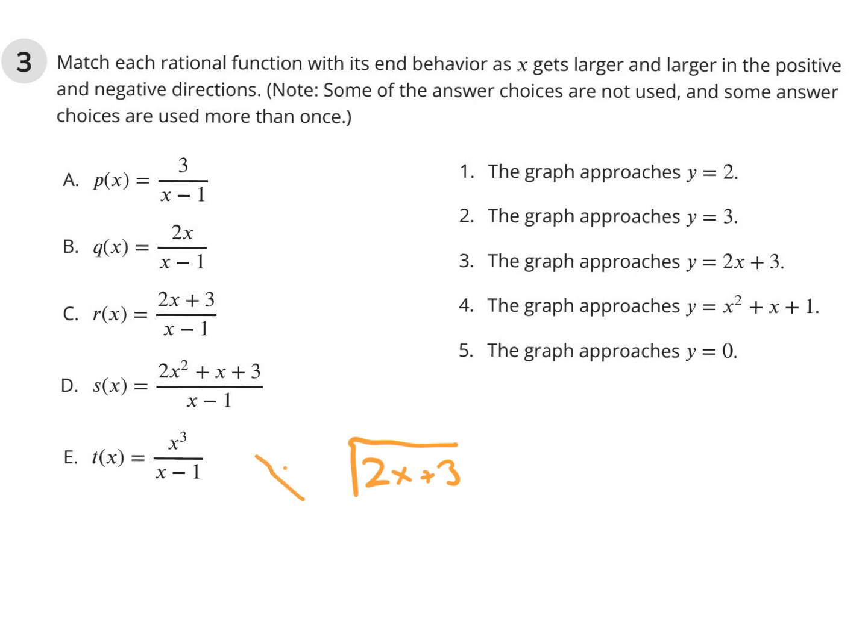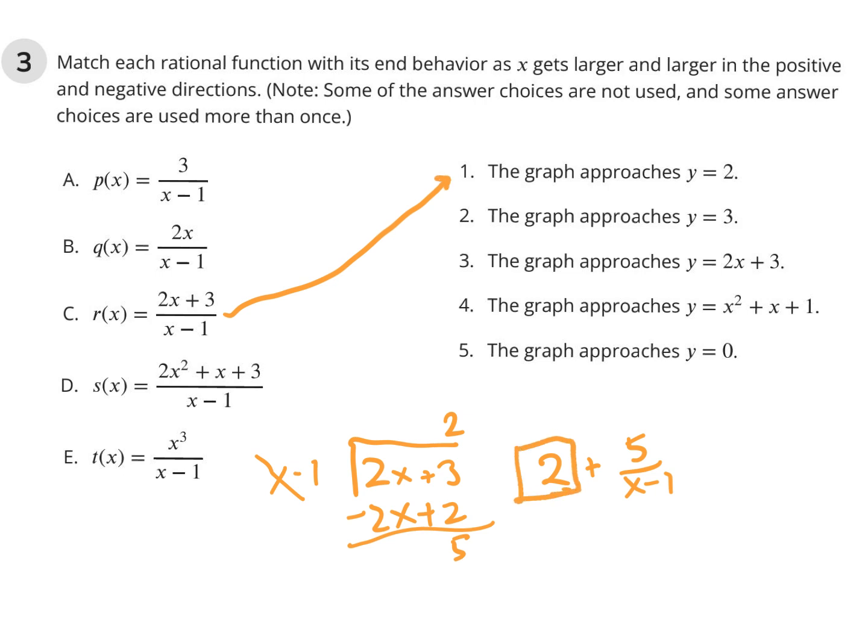For number 3, 2x plus 3 divided by x minus 1 gives us 2. 2x minus 2. Change both signs. We get 5. And get 2 plus 5 over x minus 1. So c also approaches 2. The whole answer, the polynomial, becomes your horizontal asymptote. Well, yeah, this is horizontal because the x values are the same.